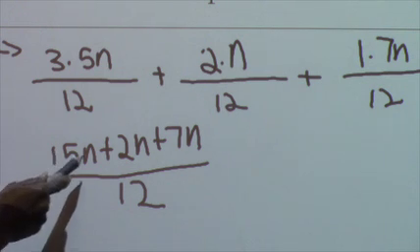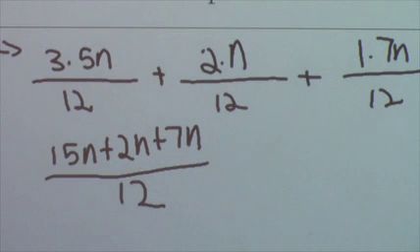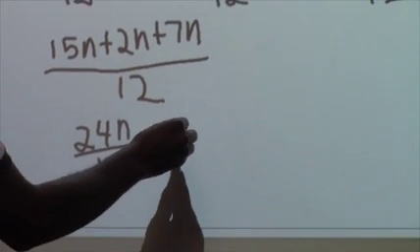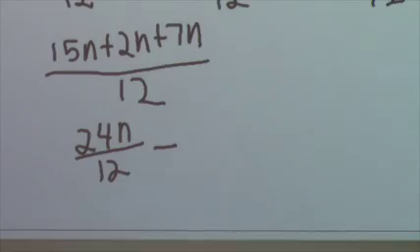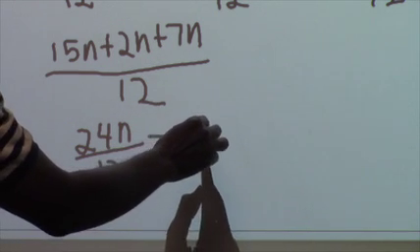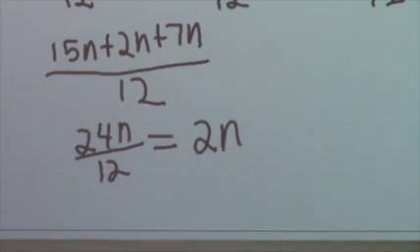So we have 15 plus 2 is 17. 17 plus 7 gave us 24, and divided by 12. And when we divide this, our answer is just going to be 2n. And so now we are done. Let's take on another example.